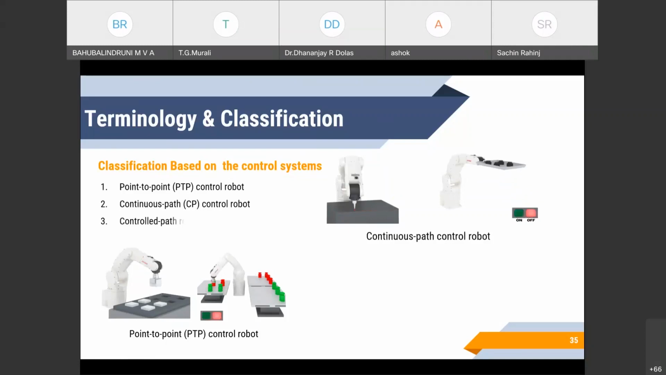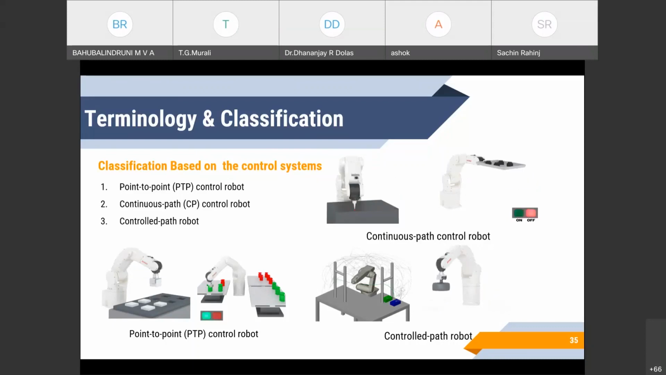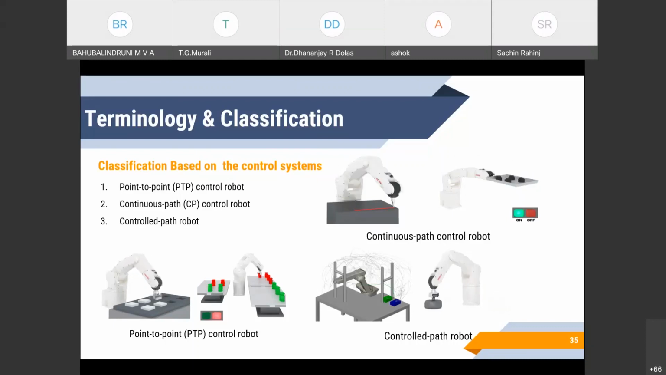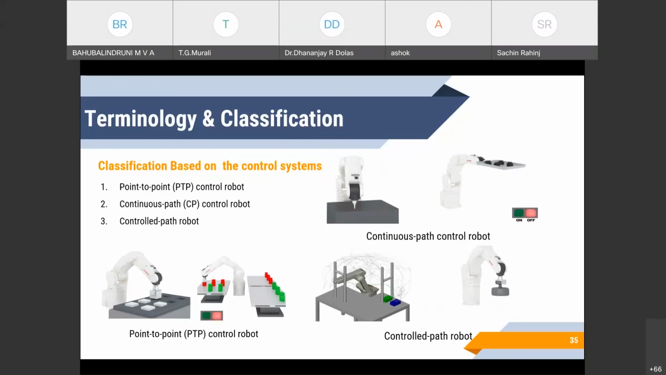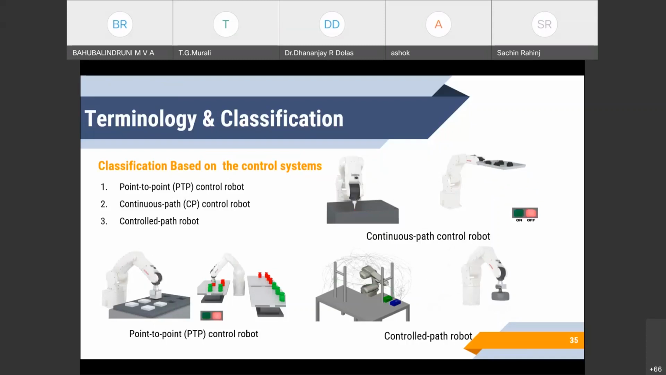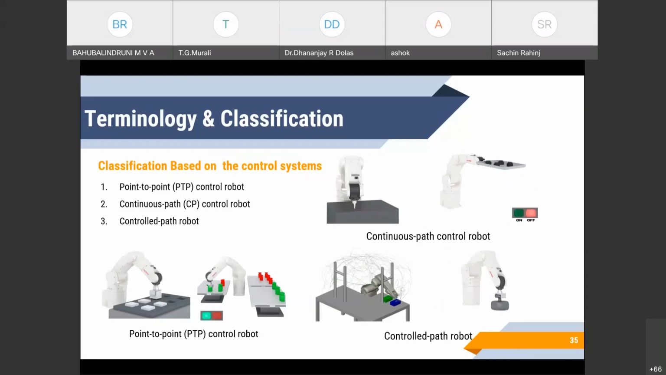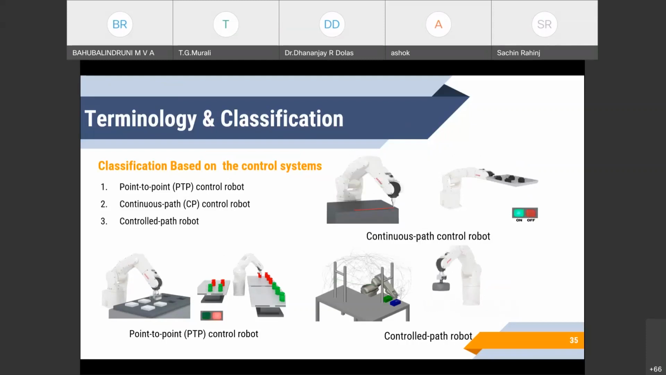And the third one is the intelligent controller. In the intelligent controller, you are not just stating the start point and end point. You can also define the environment, which means the obstacles present in the environment. The controller has an artificial intelligence system which can derive a collision-free path that avoids the obstacles and moves from the given start point to the end point.